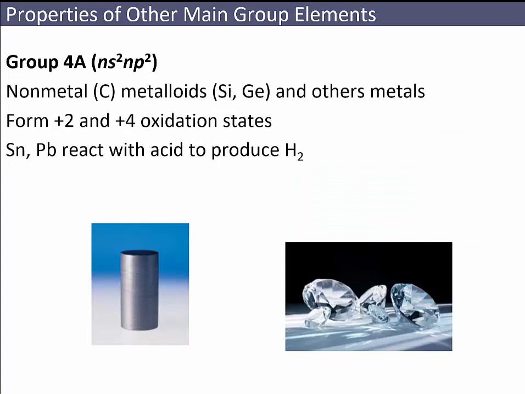Our group 4As are going to be our ns2 np2, so our nonmetals like carbon, our metalloids like silicon and germanium, and other metals form 2+ and 4+ oxidation states. Tin and lead react with acid to produce H2.